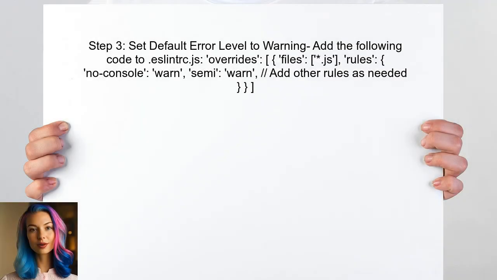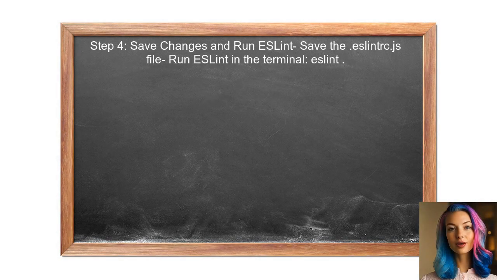Now, to set the default error level to warning, the user should add a rule that applies to all rules. This can be done by using the overrides property. Finally, the user should save the changes to the configuration file and run ESLint to see the new warning levels in action.